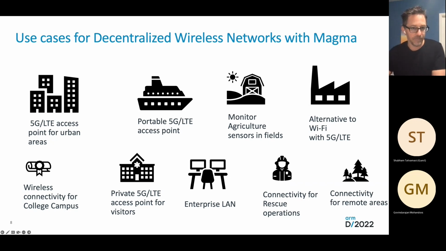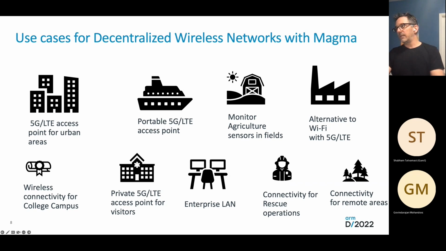tenants in these buildings. Another idea is if you're considering a ship, right? If you're on a cruise ship, you quickly lose connectivity once you move away from the port. If the ship had a decentralized wireless network set up with Magma core running, they could leverage a satellite backhaul and provide an LTE network or a 5G network on the ship for all of the passengers.